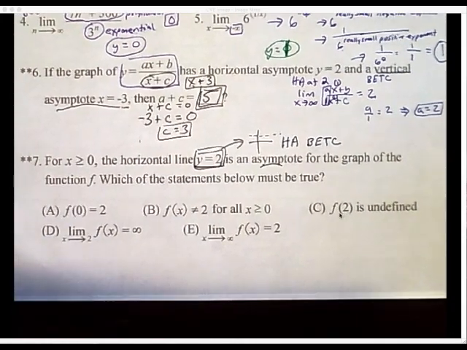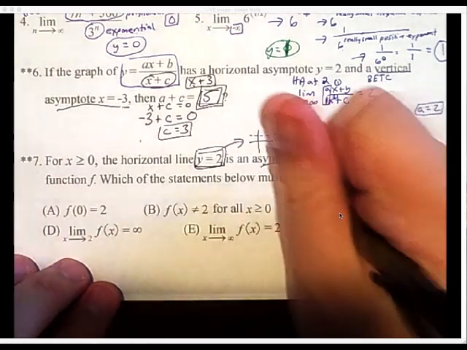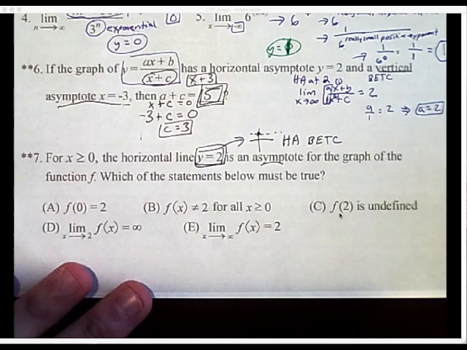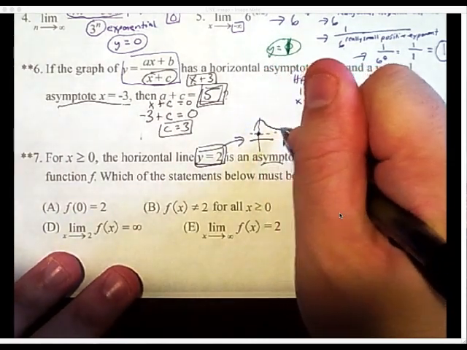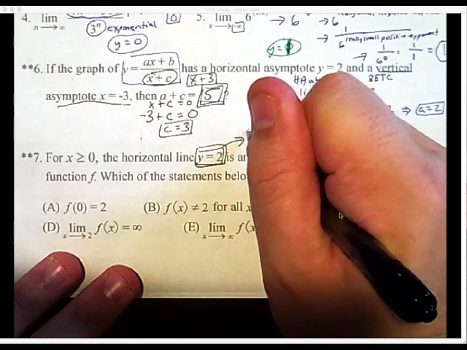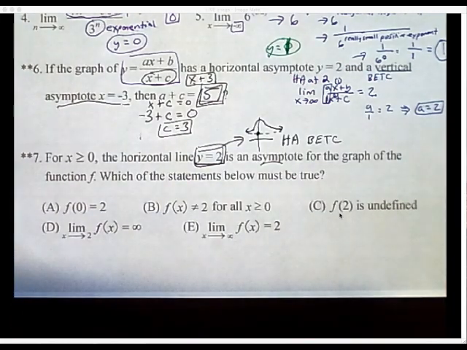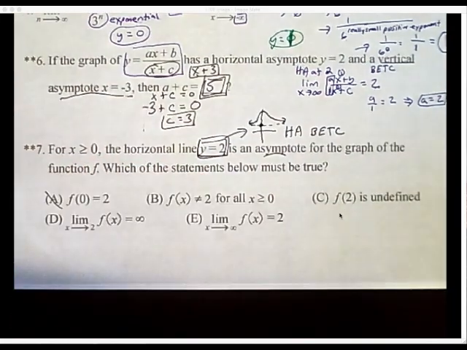All right. It says, which of the following statements below must be true? Well, does f of 0 have to equal 2? Does that have to be there? No, that doesn't have to be there. All that has to happen is I'm going to the right or as I'm going to the left, it just has to approach 2. So that doesn't have to be true.